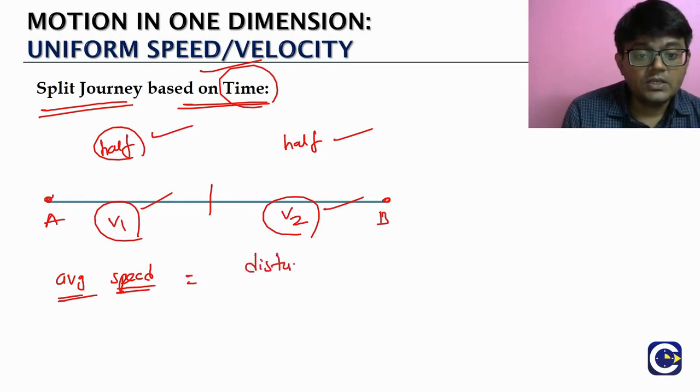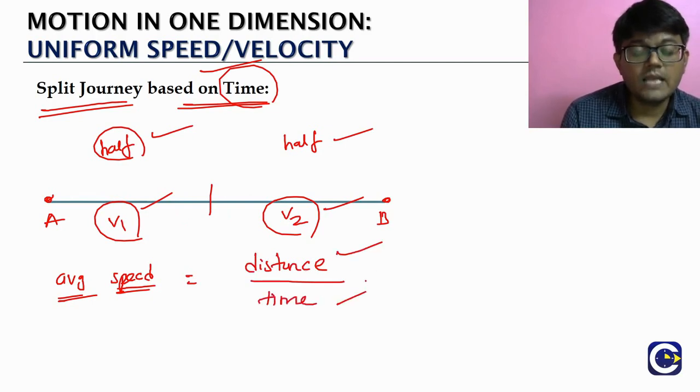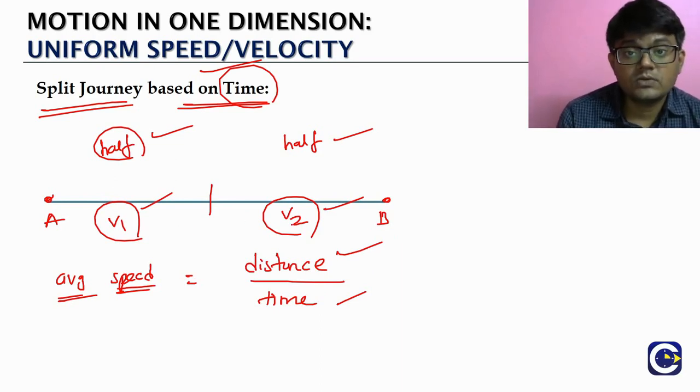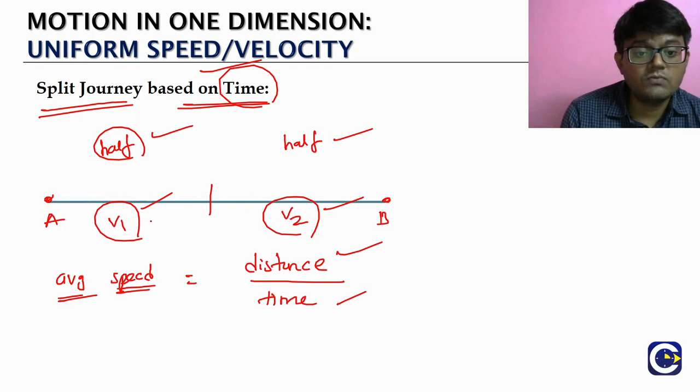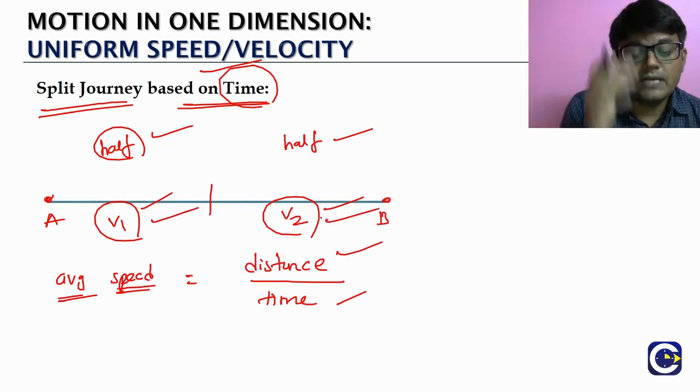It is nothing but the total distance traveled divided by the total time taken. Means to calculate the average speed, we will require the total journey distance, and we have to divide that value by the total time taken. Here we don't know the total distance, and we obviously don't know the total time, because we are only given the speed for the first half of the time, which is v1, and the speed for the second half of the time, which is v2.